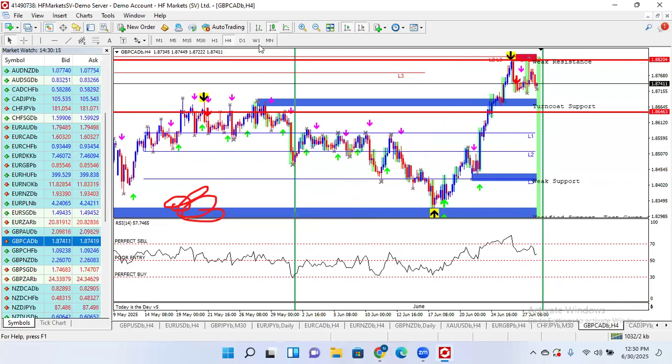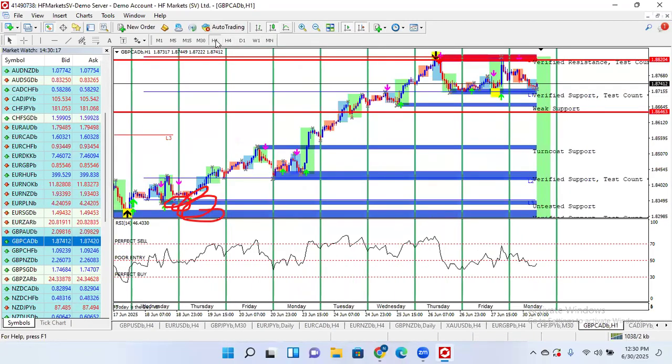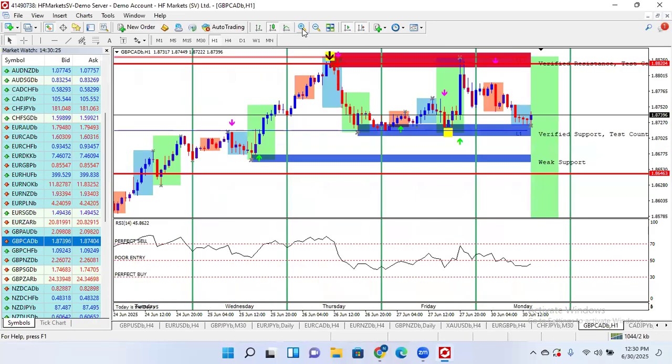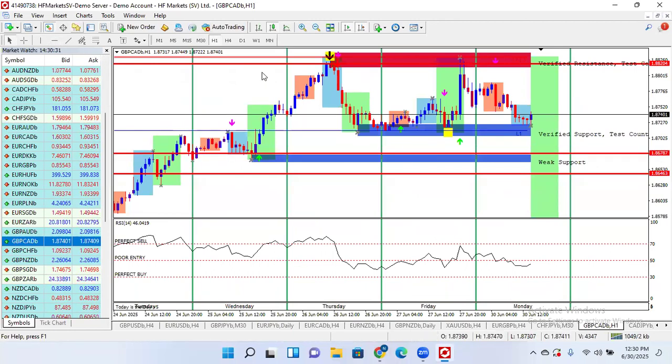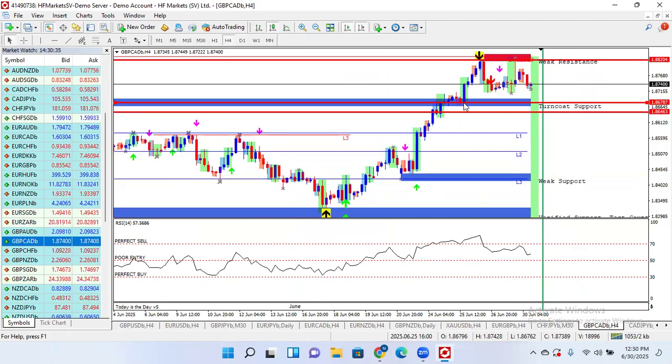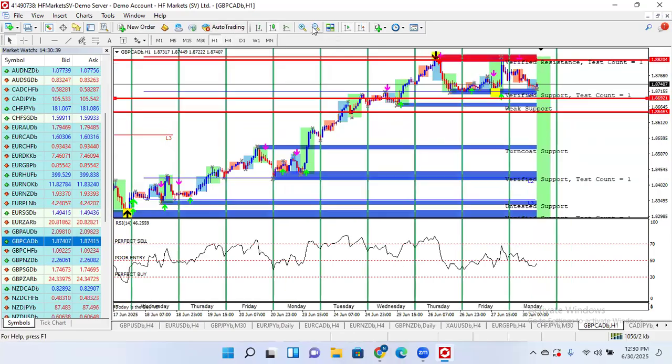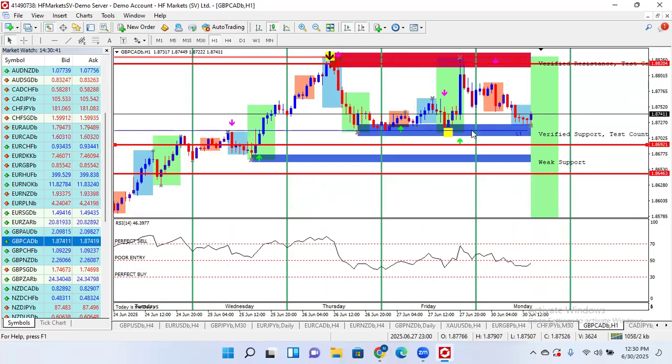So what I have done, I just moved to H1. Now on H1, I'm looking for my zone, right? Because today is Monday. On H1, I found 2 zones. The first one is here, and this first one is in alignment with the 4 hour zone. Okay? Second one is here.